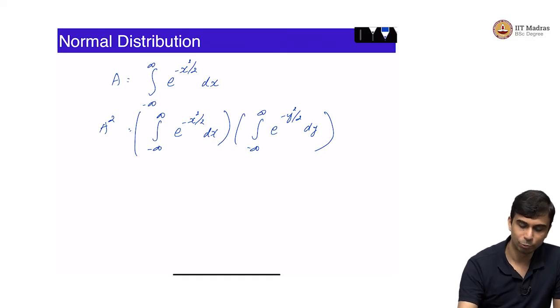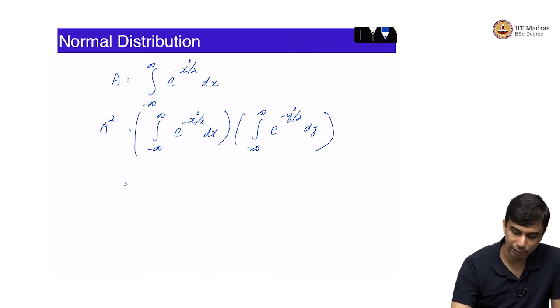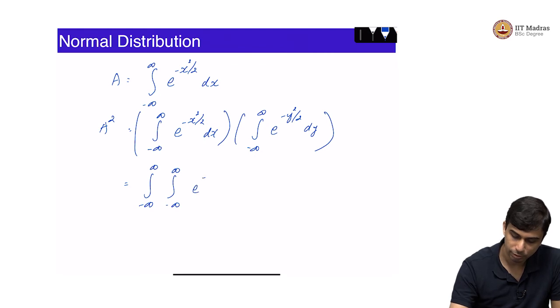Why am I doing this? Well, y is a dummy variable, so it does not matter here. This is also equal to A, this is also equal to A, but we can bring both these together into a single integral. We will call it the integral from minus infinity to infinity of e power minus x squared plus y squared by 2 dx dy.